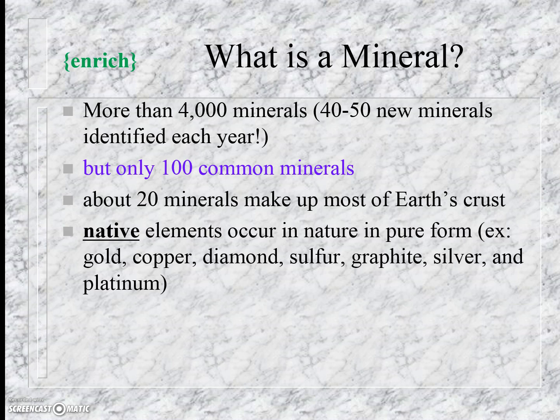Native elements occur in nature in pure form, and some examples are gold, copper, diamond, sulfur, graphite, silver, and platinum. We don't need to do anything to these minerals to make them into something that we can use. We can just pick them up off the ground, and there we have our mineral.